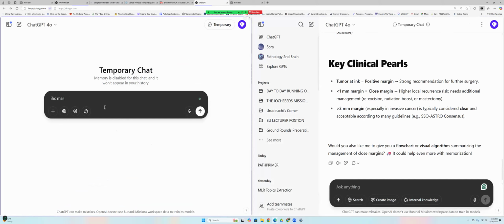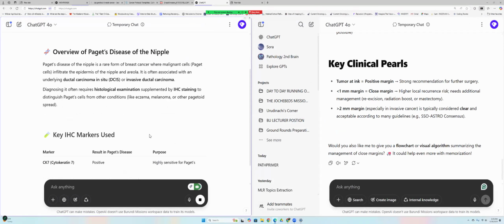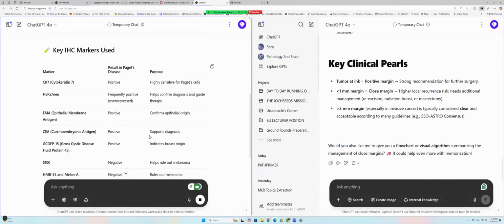CK7, ER, estrogen receptor. Epithelial markers like CK7. We can also do beta-catenin too. CK7 is a very big marker for Paget. HER2, EMA, CEA.